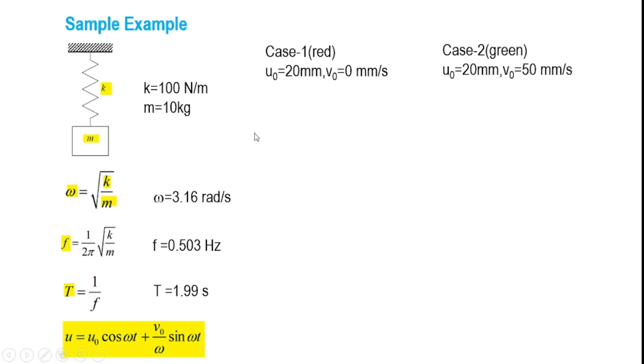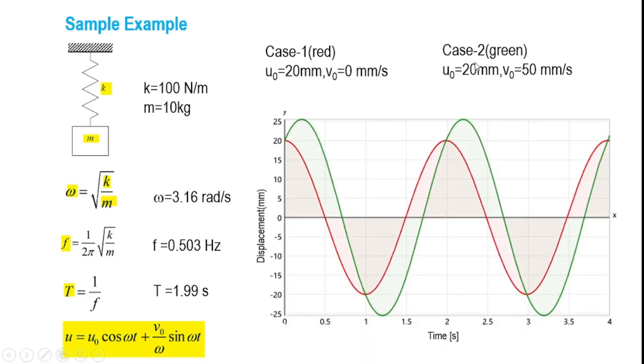Now let me just provide you the response plot for both these cases, case 1 and case 2. Look here. As you can see, case 1 is represented through a curve in red color. The initial displacement was 20 millimeter. Yes, at t equal to 0, it is 20 millimeter. And if you draw a tangent at t equal to 0, obviously it is horizontal, that is the velocity is equal to 0, that is v0 is equal to 0 millimeter per second.